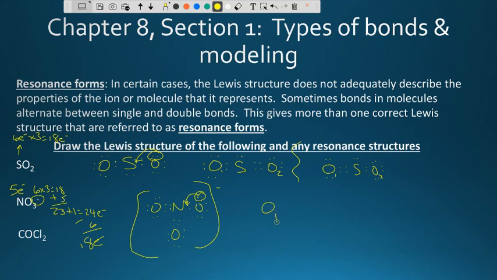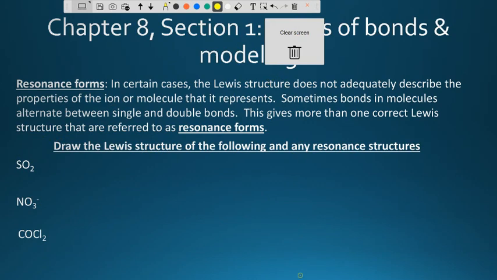So we might have oxygen 1 has the double bond, and that would leave me with 2 lone pairs of electrons here. This oxygen would have all the lone pairs out here. And so we would just rotate them between this oxygen or this oxygen or this oxygen. Those would all be examples of resonant structures.